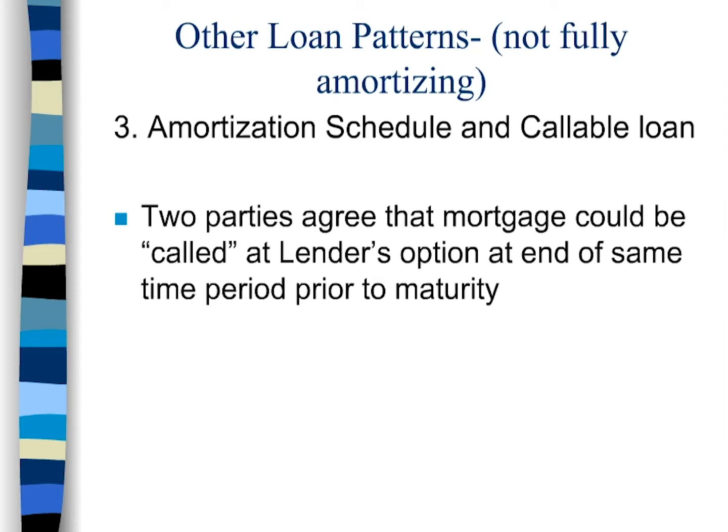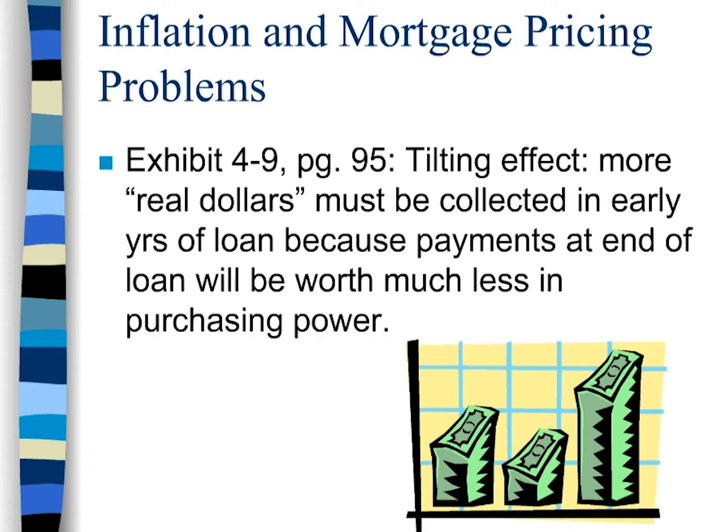They may call it away from you so that they can reinvest that money at a higher rate, but now you're stuck and you have to go out and find a new mortgage at a higher rate. So more than likely, for a borrower to agree to this, they would have to get a lower rate than the going market rate. But anything could be structured.